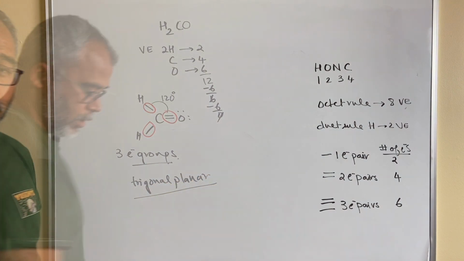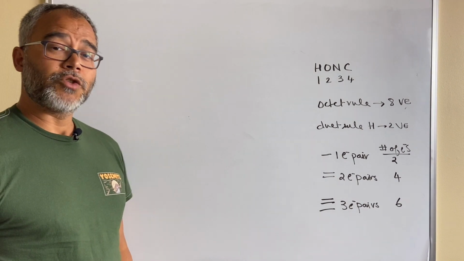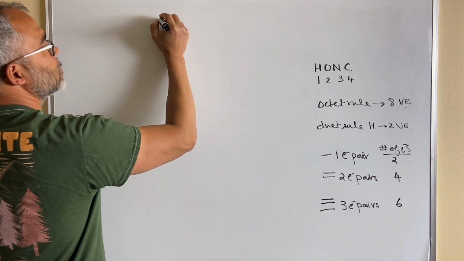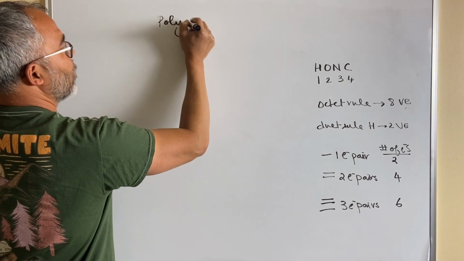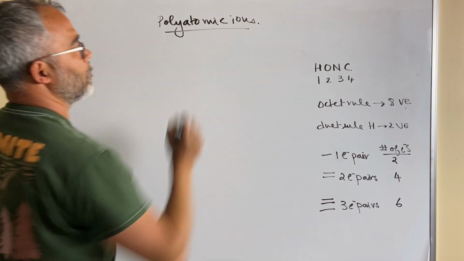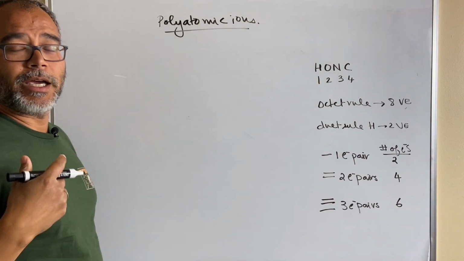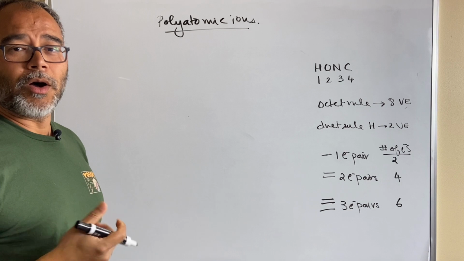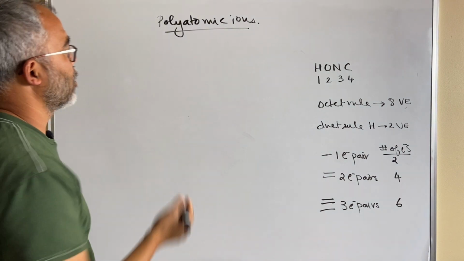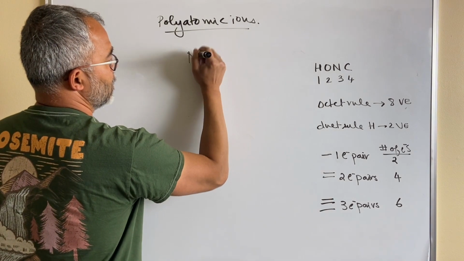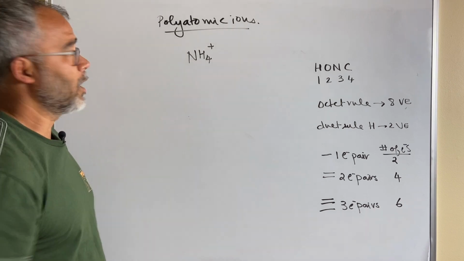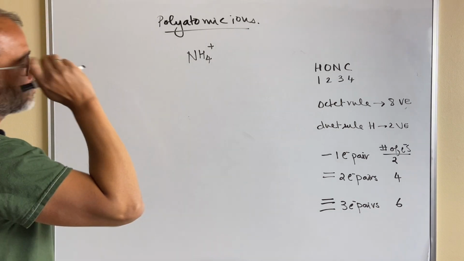Okay. Let's take a look at how to write the Lewis structure for polyatomic ions. What we mean by that is if you have a group of atoms together and they have a charge on it, it's a polyatomic ion. For example, let's say you have NH4 plus. That's a polyatomic ion. Now, two rules out here.